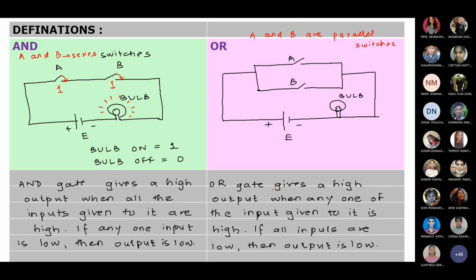Okay, now in parallel switches, what happens? If both A and B are kept open, at 0 0, the circuit will not be complete, the bulb won't glow. But if A is closed and B is open, current will flow through this direction, the bulb will glow.